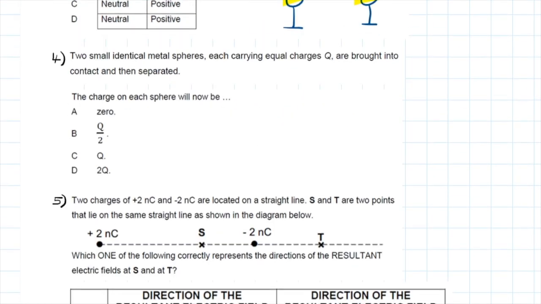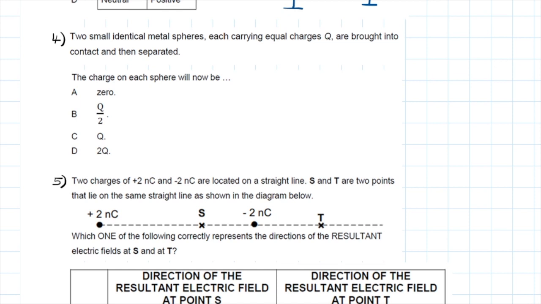Let's move on to question number 4. This question says, two small identical metal spheres, each carrying equal charges, Q, are brought into contact and then separated. The charge on each sphere will now be A, 0, B, Q over 2, C, Q, or D, 2Q.